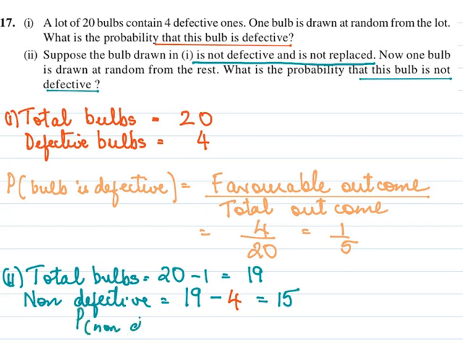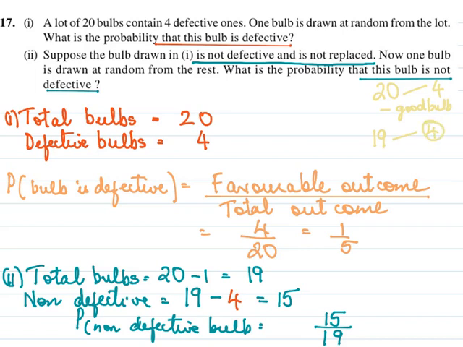So the probability of now getting a non-defective bulb is 15. Favorable outcomes over total outcomes is 19. Just to go over this again, now in this sum, first there were 20 bulbs, and out of the 20 bulbs 4 were defective. Then one bulb was removed, one good bulb was removed, which means now the bulbs were 19. But the number of defective bulbs remained the same. There were 4 only, because the bulb that was removed was a good bulb. So now there were 4 defective bulbs and 15 good bulbs.